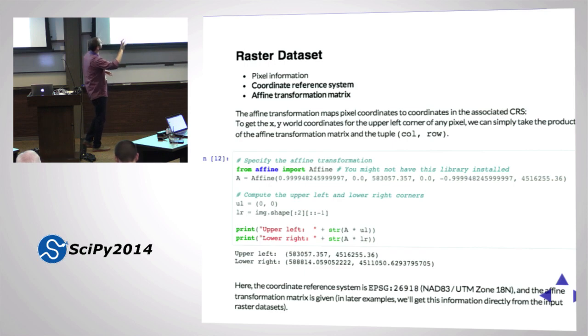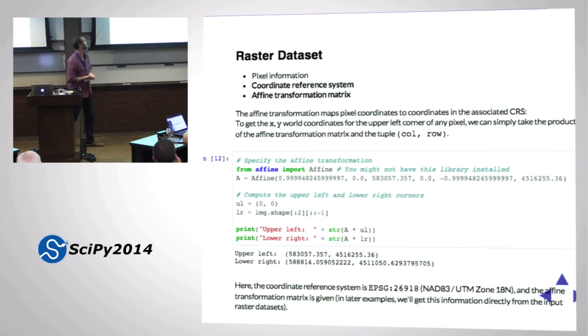A raster data set, or a geospatial image, in addition to the pixel information which we just loaded in, also has a coordinate reference system, just like vector data, and probably some sort of transformation matrix, which tells us how to transform from just its row and column numbers to somewhere on the planet. That affine transformation maps the pixels in the image, or the grid cells in the grid, to the x and y locations in the coordinate reference system associated with that raster. The cool thing is that if you want the x and y coordinates of the upper left corner of any pixel in the image, you can just take the product of the affine transformation matrix, which I'm going to show you in a second, and the tuple of column and row you're trying to get coordinates for.